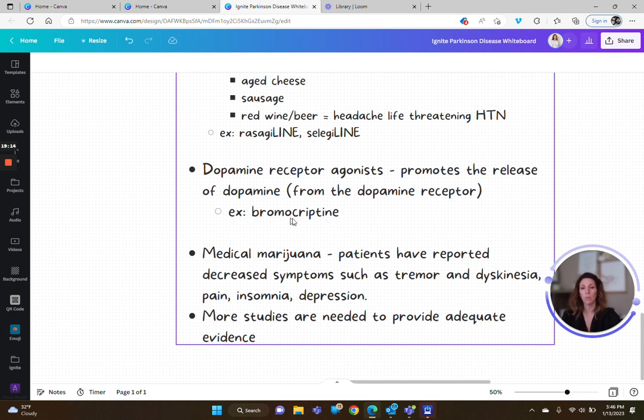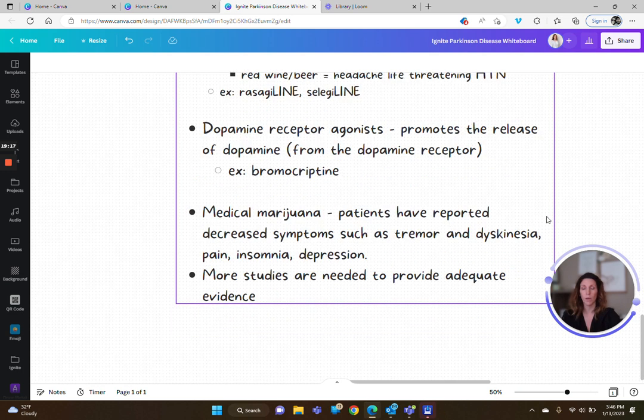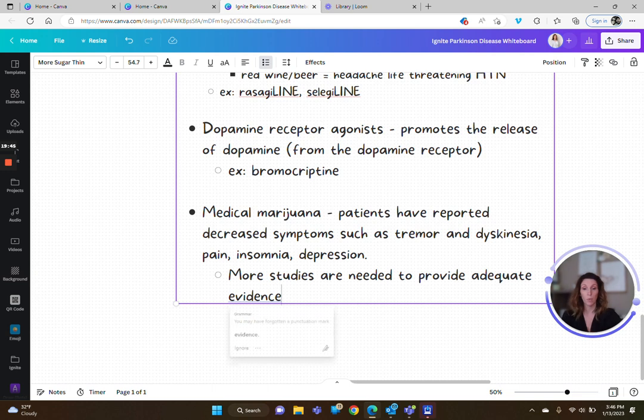Okay. And then we have medical marijuana. It's becoming a new kind of thing, over the past several years, that medical marijuana is being used for more and more things. So patients have reported decreased symptoms such as tremor and dyskinesia, pain, insomnia, and depression. So that's wonderful. Like with a lot of new things that we would use, such as medical marijuana, more studies are needed to really say, oh, this definitely helps.